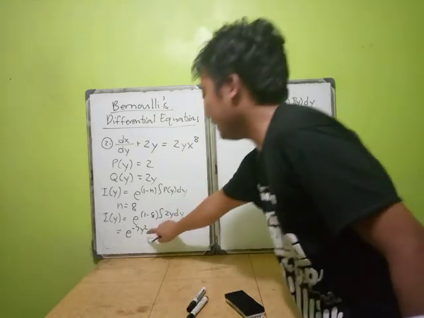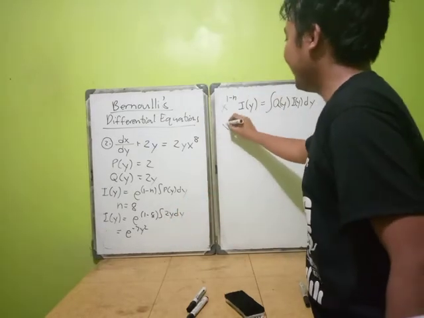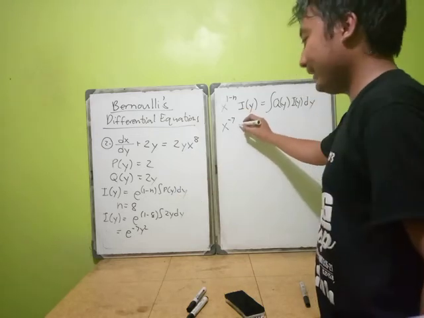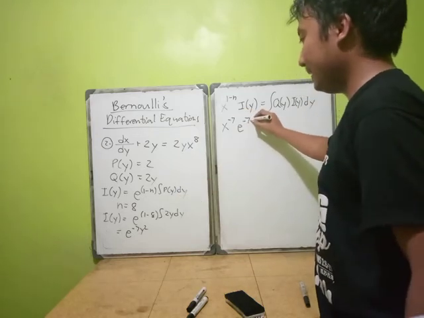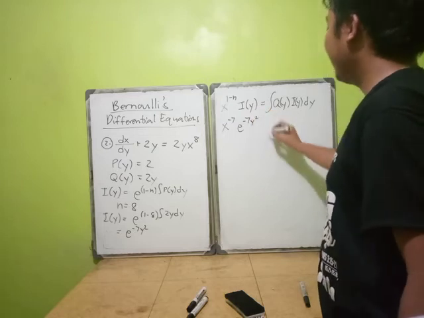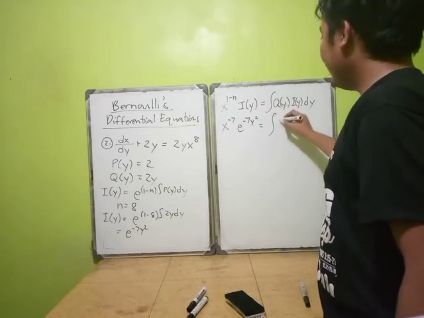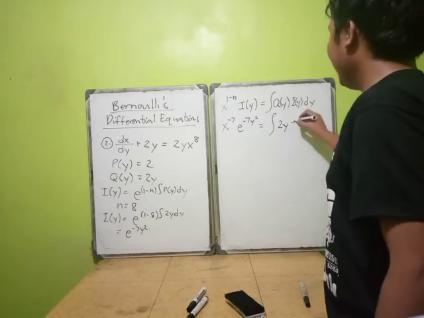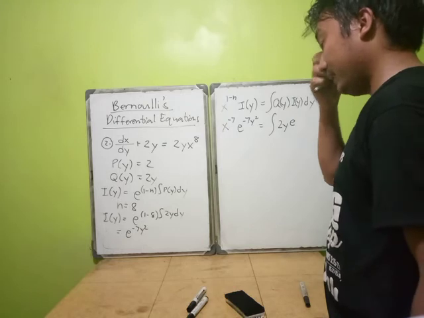Our IY is this. Our 1 minus n is negative 7. IY is e to the negative 7 y squared. Our QY is 2y. Our IY is e.